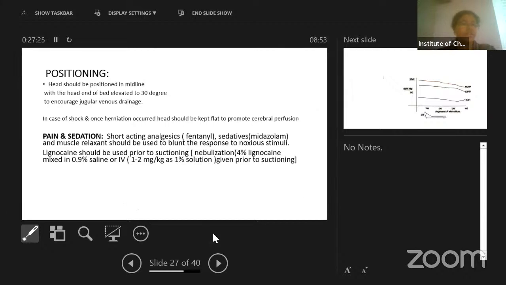Positioning: during raised intracranial pressure, all the blood is drained through the jugular venous system. The head should be positioned in the midline with the head end of the bed elevated to 30 degrees to encourage jugular venous drainage. In case of shock and once herniation has occurred, the head should be kept flat to promote cerebral perfusion. Then head elevation would be detrimental.